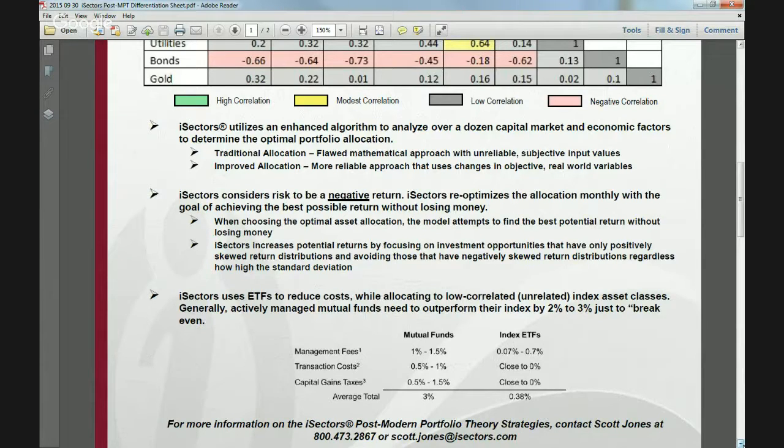And because there's no trading going on inside an ETF, ETFs don't have pass-through capital gains taxes to pay like your traditional average actively managed mutual fund does. And this cost can range anywhere from 0.5 to 1.5%. So as you can see here at the bottom, the cost savings by using ETFs versus actively managed mutual funds can be anywhere from 2 to 3%. And when you compound that over 10, 20, 30 years, that is quite substantial.